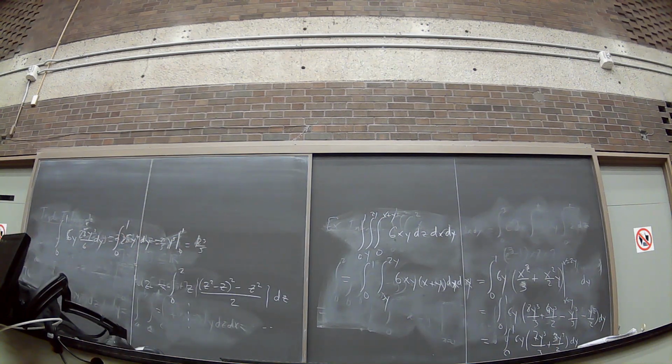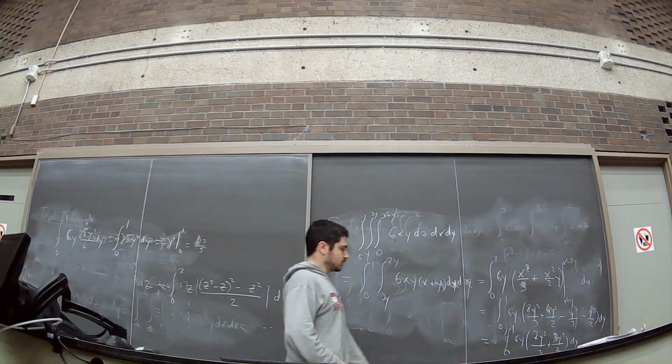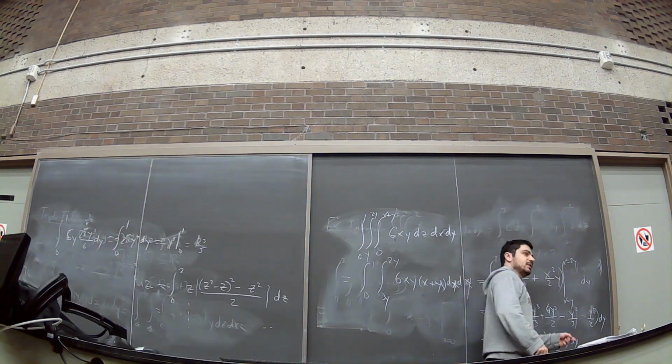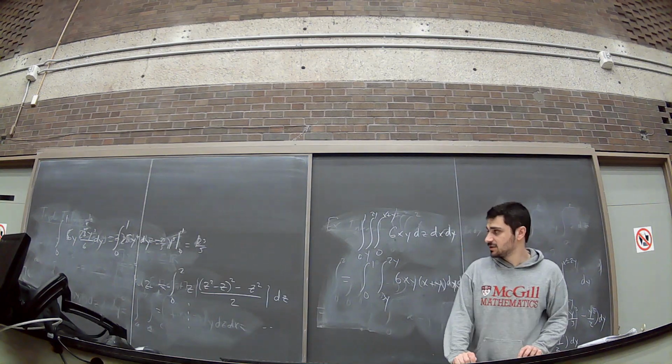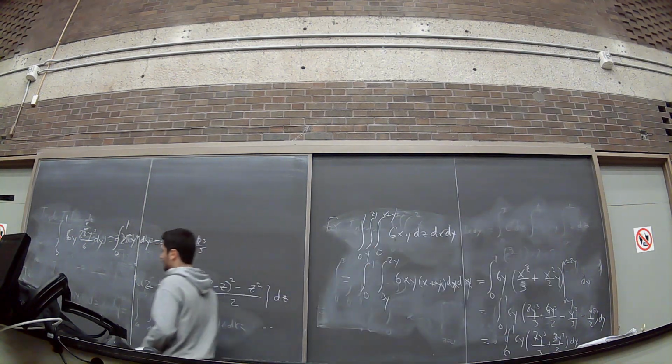Is that what you got? Okay, thank you. Yeah? So 14 plus 9, just put on the same denominator, you get 23. 23 over 6. Great.